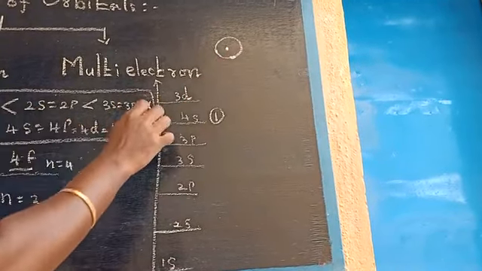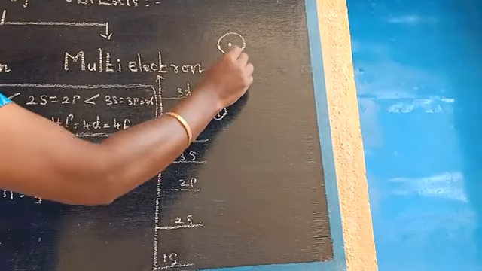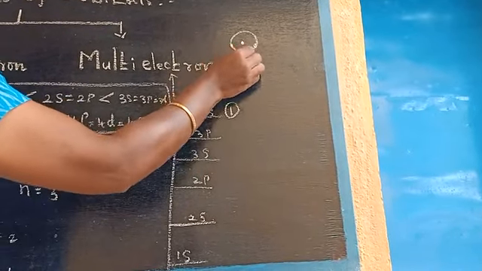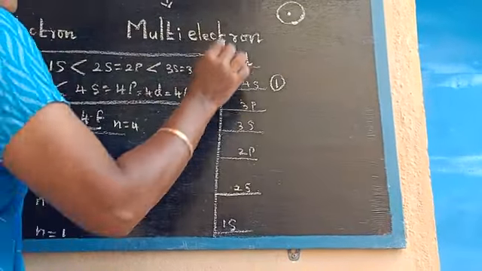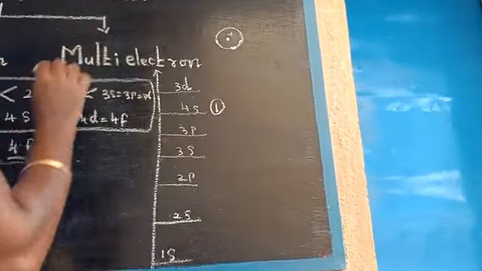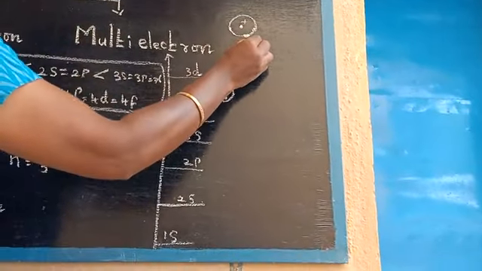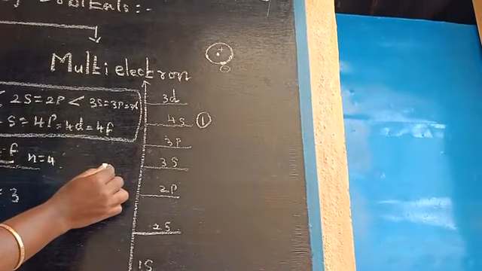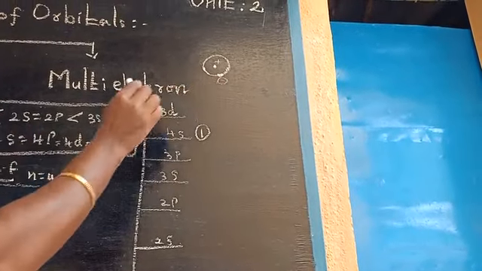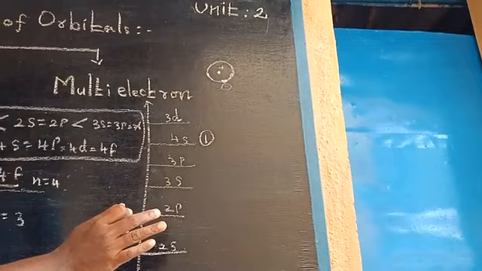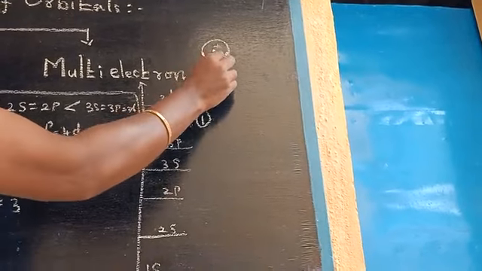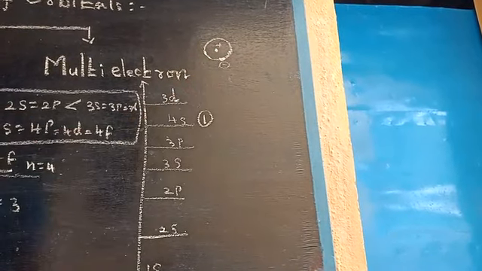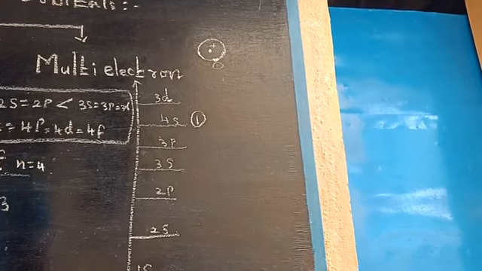Here the electron in the 1s orbital, 2 electrons are present. These 2 electrons are closer to the nucleus. What is the charge of the nucleus? Positive. What about the electron charge? Negative. So positive and negative attraction takes place. Due to this attraction, the energy is very low in the 1s orbital.